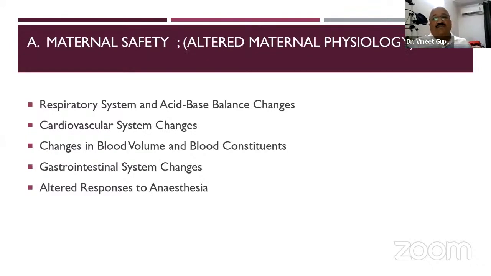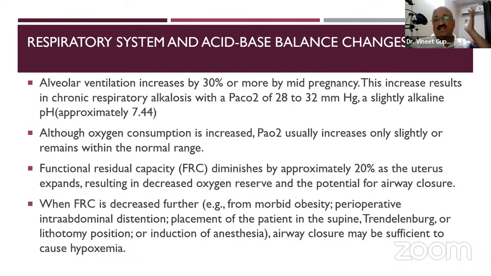Regarding maternal safety or altered maternal physiology, as ma'am already discussed, there are five main systems which are affected physiologically. One is the respiratory system and acid-base balance, second is cardiovascular, third is blood volume and blood constituents, fourth is GI, and fifth is altered response to anesthesia. So we will take it in broad lines. Alveolar ventilation increases by 30%, PaCO2 runs between 28 to 32, and pH is slightly alkaline at 7.44. Bicarbonate decreases a little bit but remains within the normal range.